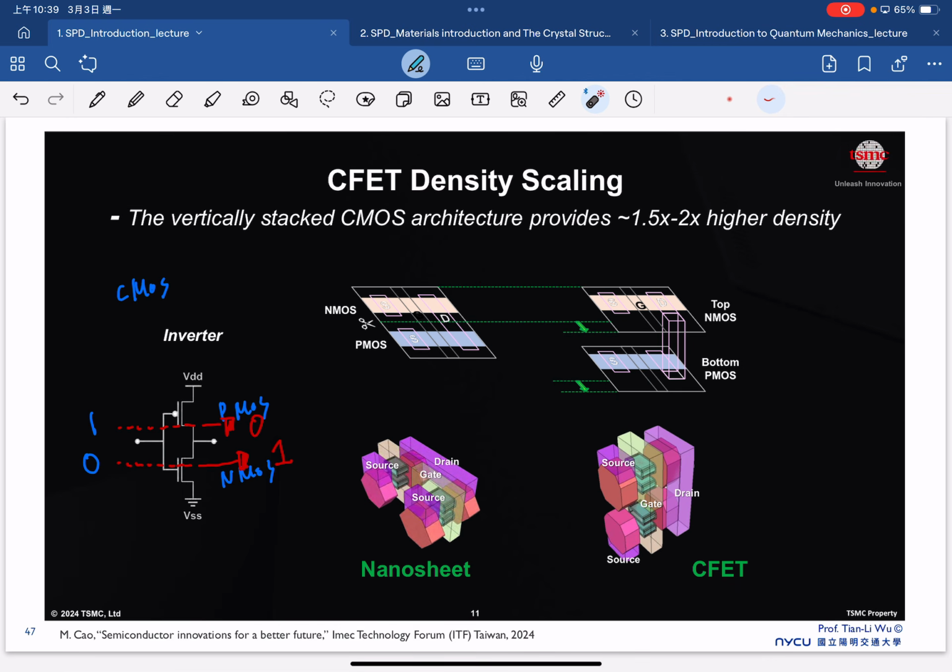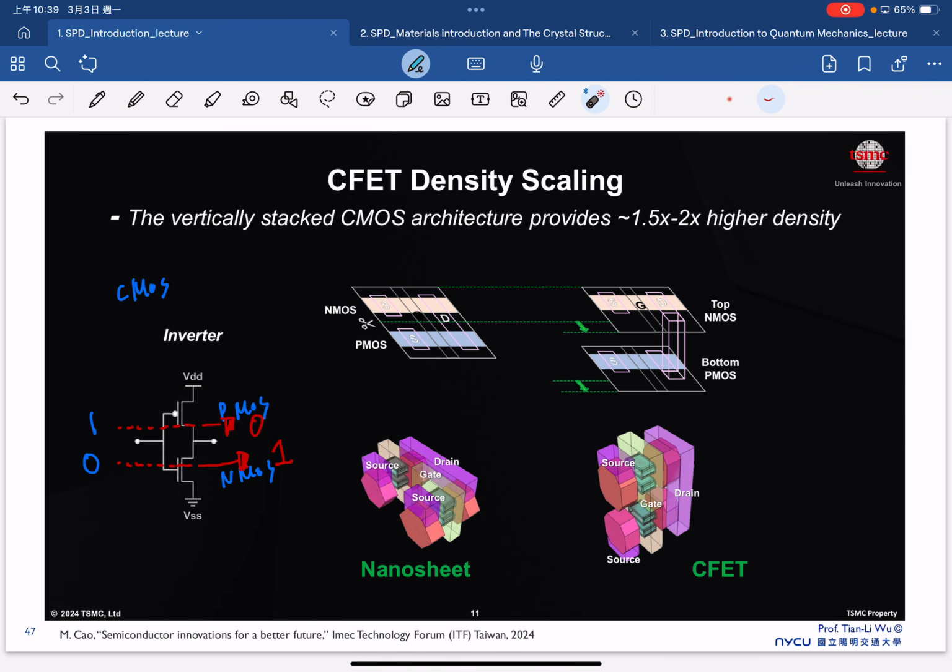Traditionally, if we want to make the CMOS, we need to have the NMOS and PMOS on the same plane, side by side with each other. But the problem is that we need this kind of area. In terms of very advanced semiconductors, the size does matter, because size is always related to cost. The chip size is always related to the cost.